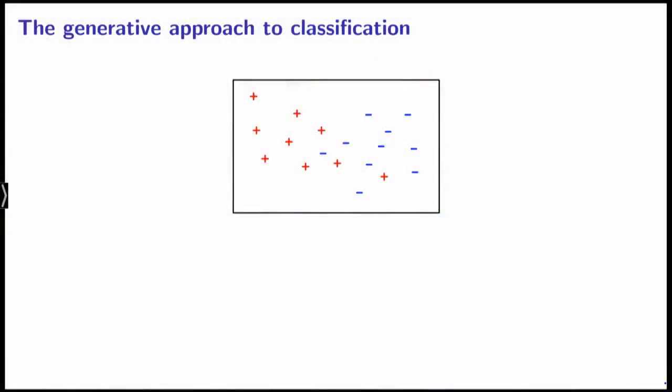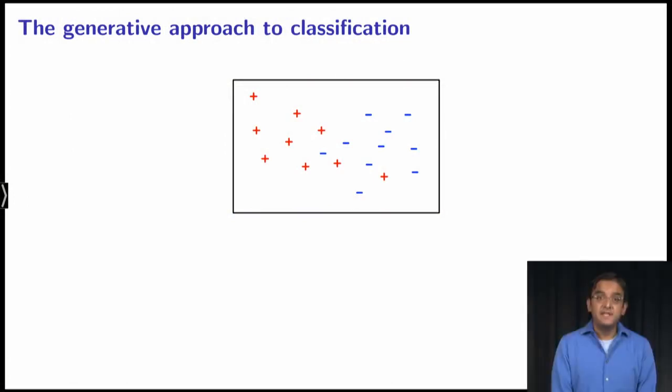So today we will introduce a simple and powerful approach to building classifiers. It's called the generative approach, and it's based on probability distributions. The main idea with the generative approach is to fit each class separately with a probability distribution.